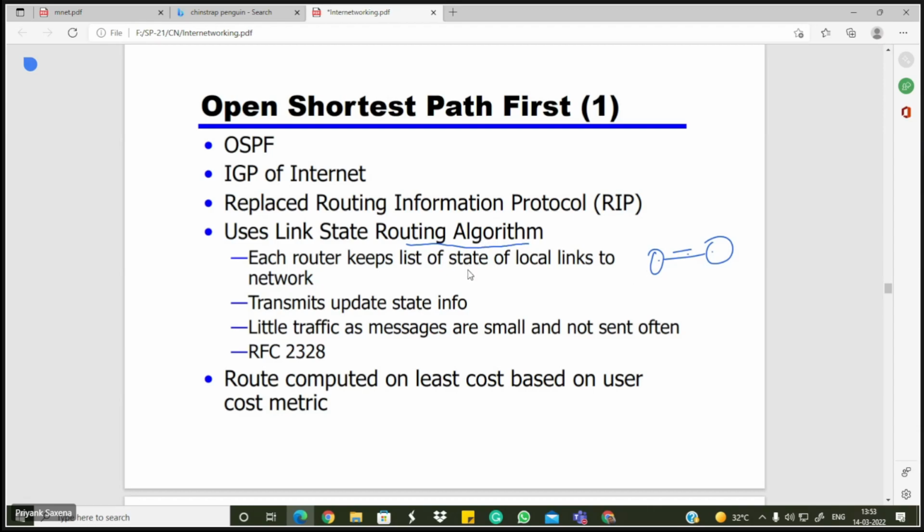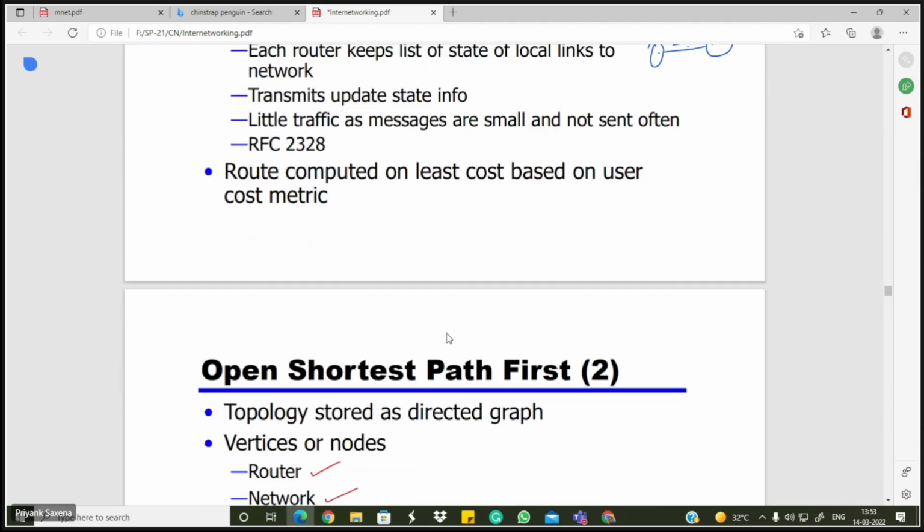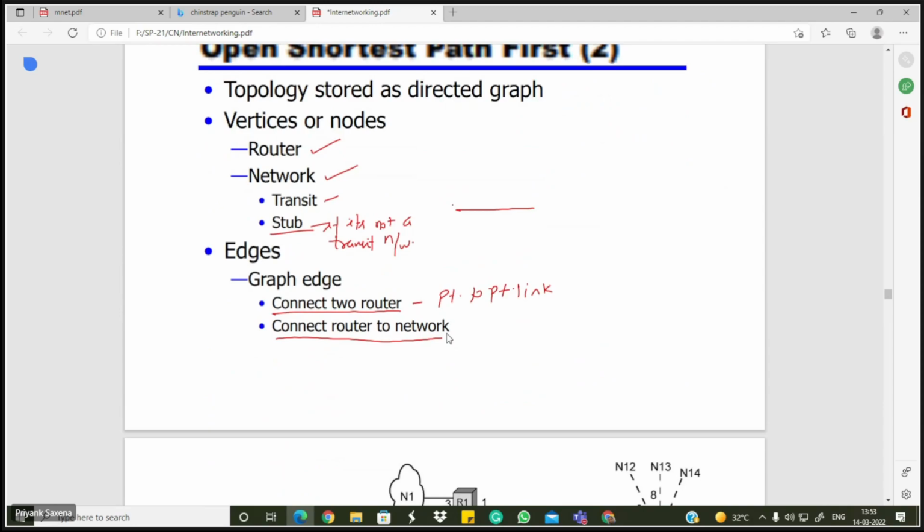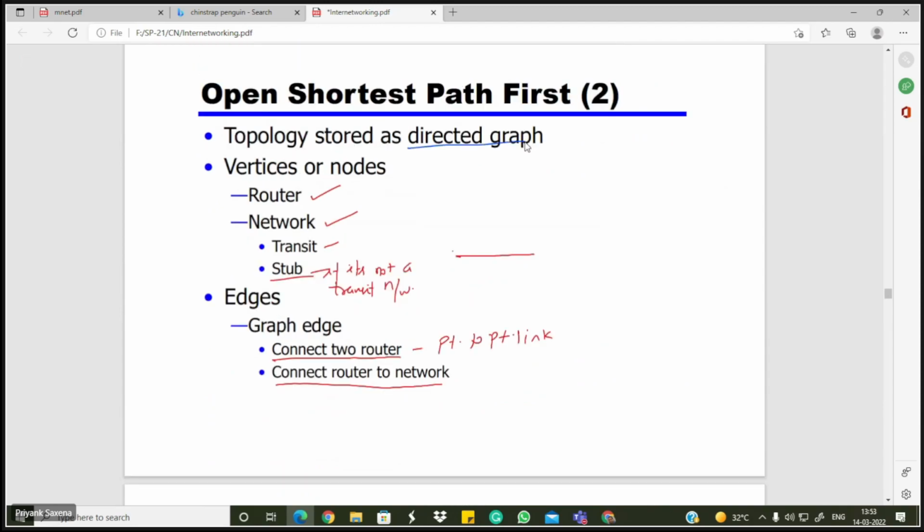And in the link state, I told you that the updates basically are flooded in the network, right? So link state packets are flooded in the network, to make sure that any one packet reaches the destination. So the topology is stored as a directed graph. Okay, so vertices or nodes, there are two types of vertices or nodes, that is router or network, right?